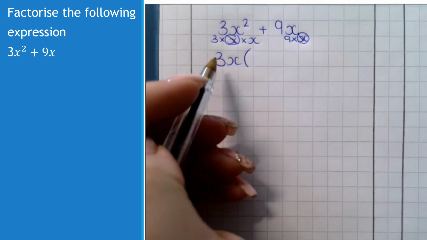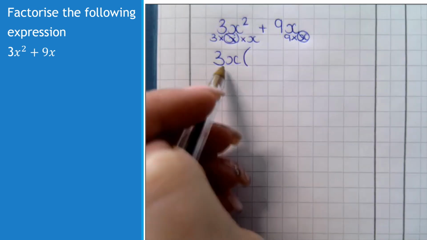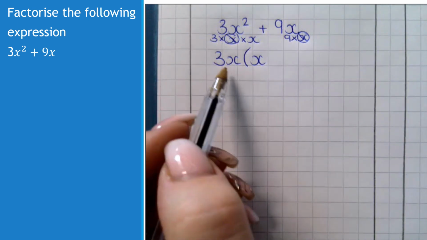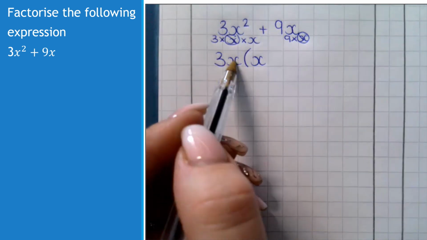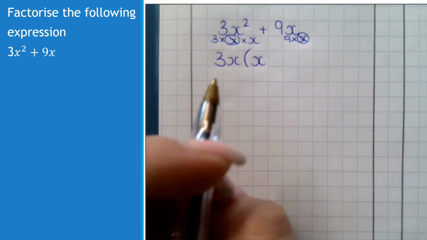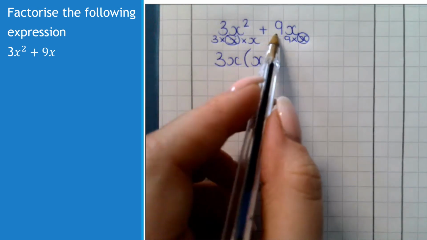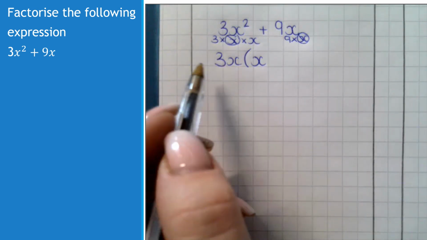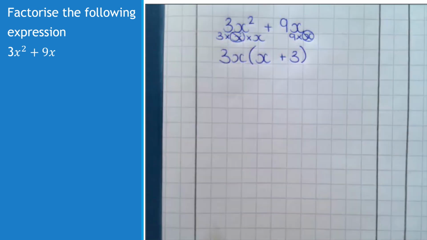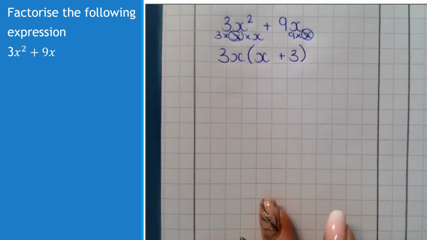And then same method, 3x squared divided by 3x is going to leave us with x. Also, you can view it as what do I multiply 3x by to get 3x squared. There's multiple ways of viewing it. You've got to find which method works for you. And then 9x divided by 3x, because that's the common factor we've taken out, which again is going to leave us with 3, same as the question before. So 3x, and then in the brackets x plus 3.